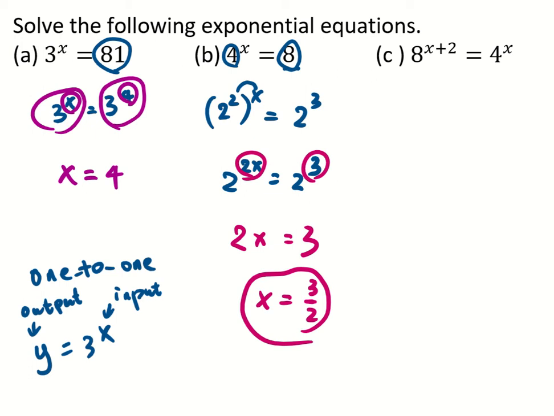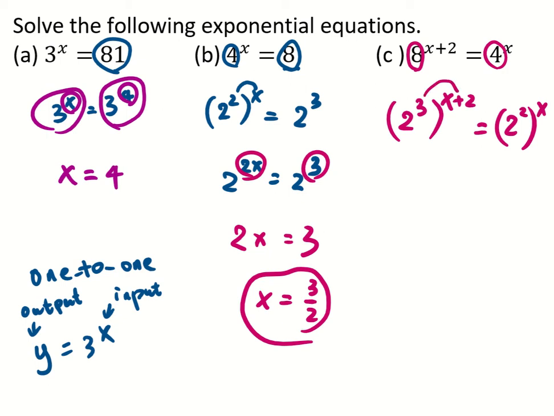Now let's look at C. Okay, similar here, I'm going to turn 8 into a power of 2. So 8 is 2 cubed. So it becomes 2 cubed to the power of x plus 2 equals, 4 is a power of 2 also, it's 2 squared, so 2 squared to the x. So now we'll multiply these two, right?